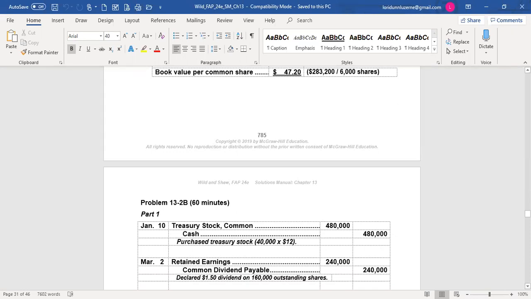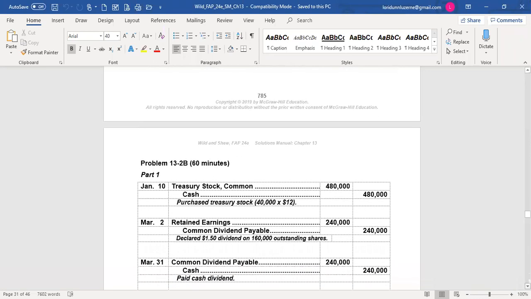Remember, the date of record on March 15th is the date that we collect the names of the people who own the stock as of March 15th. It's the ownership cutoff date. The next significant date related to this dividend is the payment date on March 31st. On that day, common dividends payable will be debited for the 240,000. Cash is credited for the 240,000.